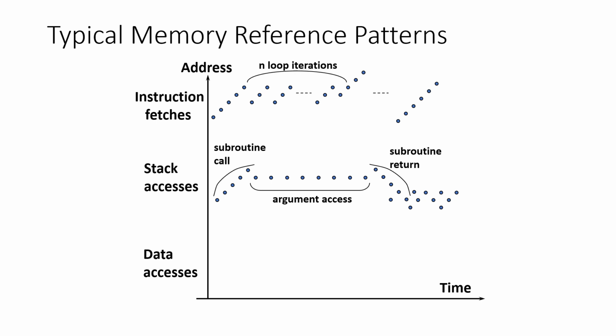Accesses to global data or data on the heap can have yet another pattern. In scientific code, you might observe sequential access through a vector, or repeated access to the same memory address if it's a scalar access.